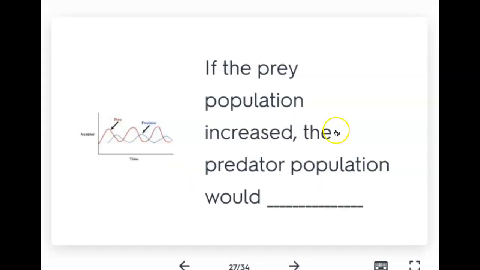If the prey population increases, the predator population would also increase. This is the predator-prey graph, and the predator and the prey populations are going to act in a similar manner. So if the prey population increases, that means the predator population is going to increase also because there's more to eat. But as the predator population increases, that means they're going to be eating more, and so that prey population will eventually begin decreasing, causing the predator population to decrease as well because there won't be as much food to eat.